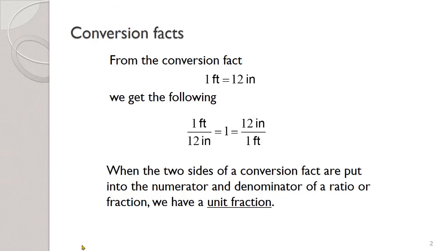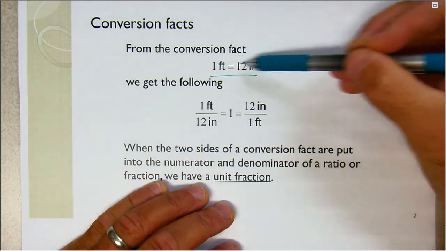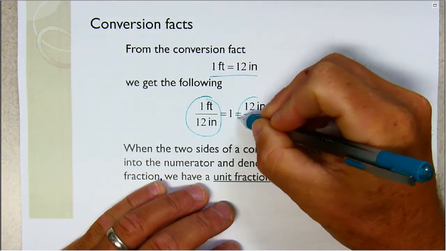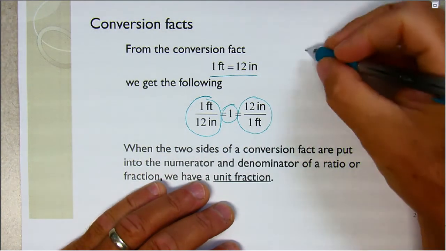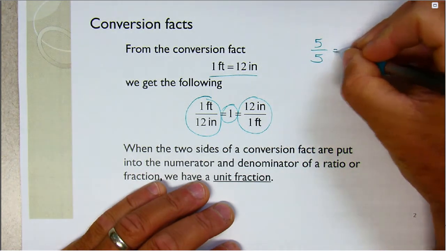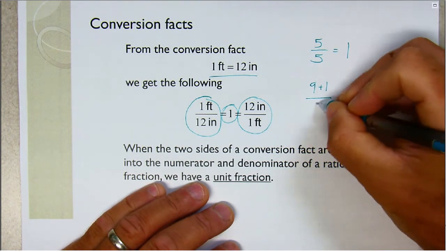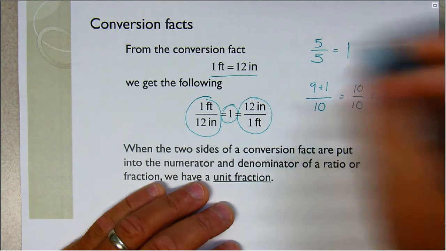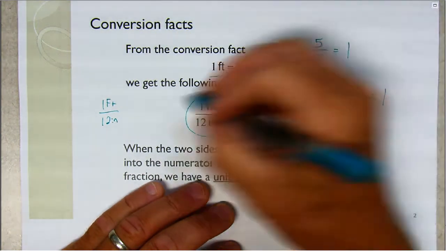If you take a conversion fact like the one shown, 1 foot is equal to 12 inches, that is certainly true. But you can take those two values and put them in the form of a fraction. You can put the 1 foot over 12 inches, or you can put the 12 inches over 1 foot. But in either case, they form a fraction that's equal to 1. The reason is, anytime you have the same thing in the top and bottom of a fraction, like 5 over 5, we know that that's equal to 1. Even if I were to put 9 plus 1 over 10, that's still 10 over 10, that's equal to 1. And so even if I put 1 foot over 12 inches, even though they look different, those things are equal, and they're equal to 1.